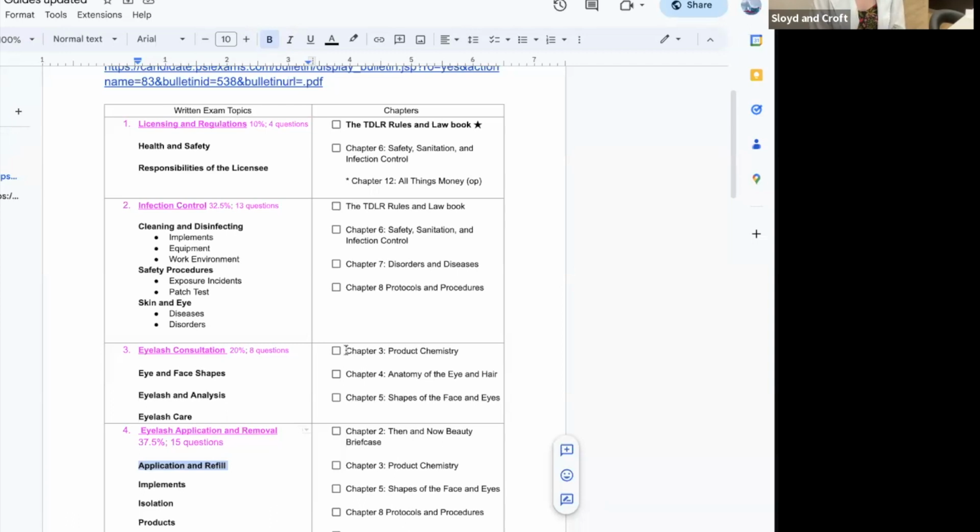So you may get questions because it did include implements on those tweezers that we already covered, but also the difference between a volume fan versus a classic lash, the size, diameter, shape, curl, all of those could be questions that could be included in that exam.